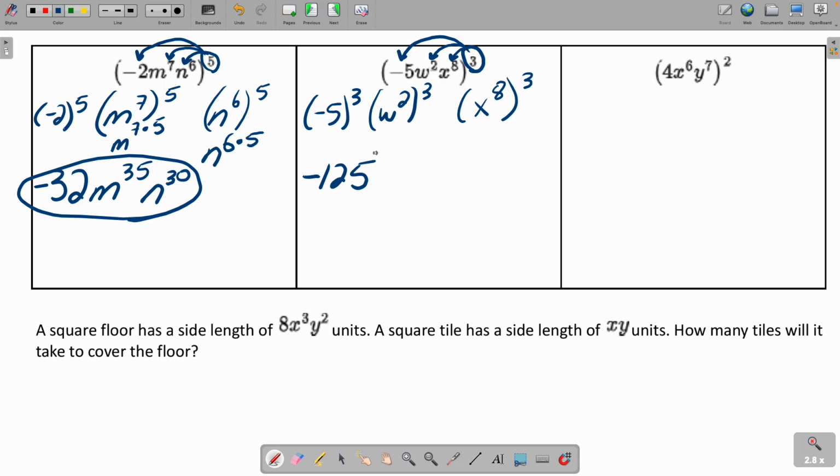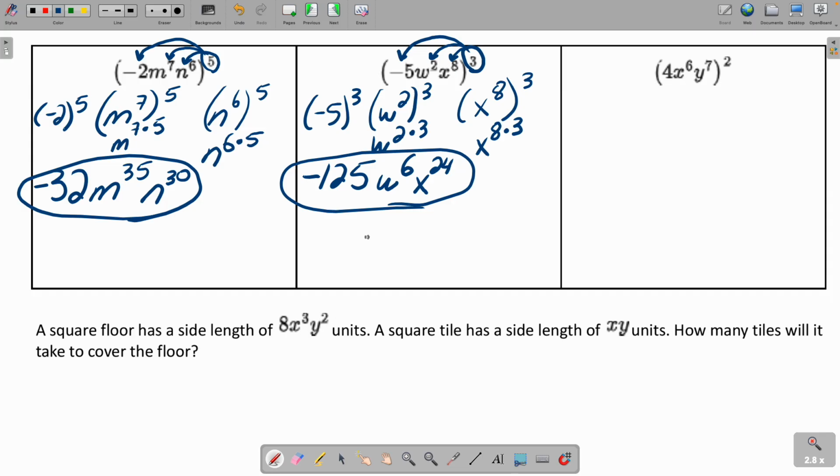For our w, we have that it's squared and then being cubed. So we have a power to a power, so we want to multiply those. We take 2 times 3, which is 6. So we have w to the 6th. Then our x is being raised to the 8th, then to the 3rd. So we have to multiply those. 8 times 3 is going to get us 24. So this would be x to the 24th. That is the final answer for that one.